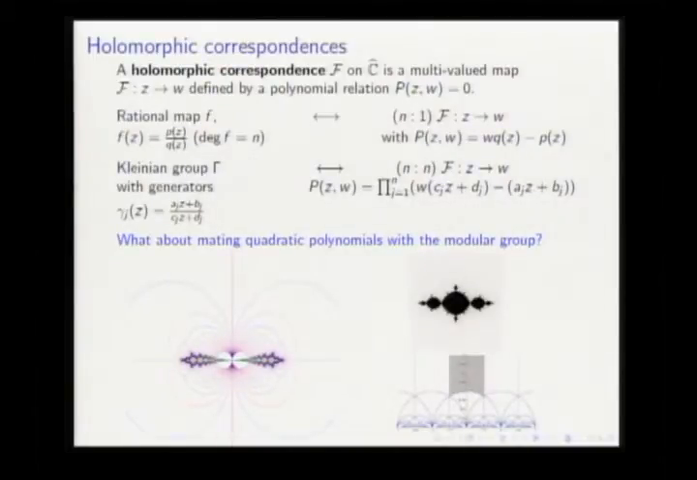So first of all, what's a correspondence? Well, a correspondence is a weird object. It's a holomorphic correspondence on the Riemann sphere. It's a multivalued map defined by a polynomial relation. What does it mean? Well, we consider two-two correspondences. This means that the polynomial P(z,w) has degree 2 in z and 2 in w.